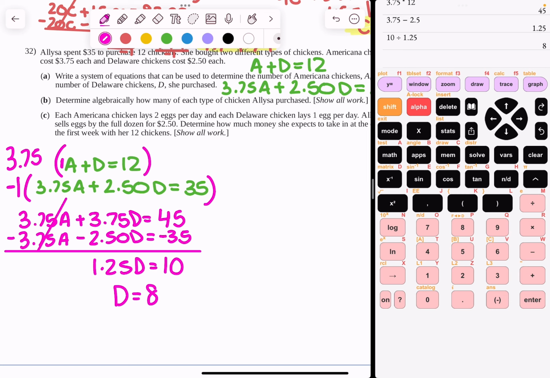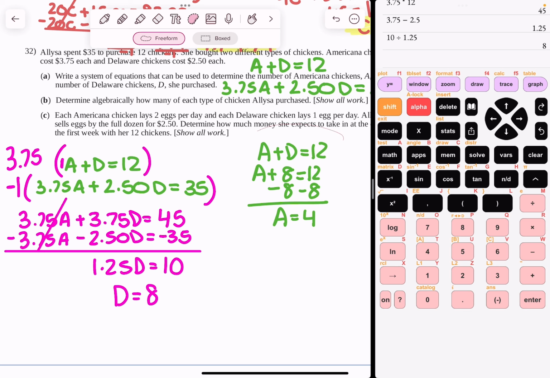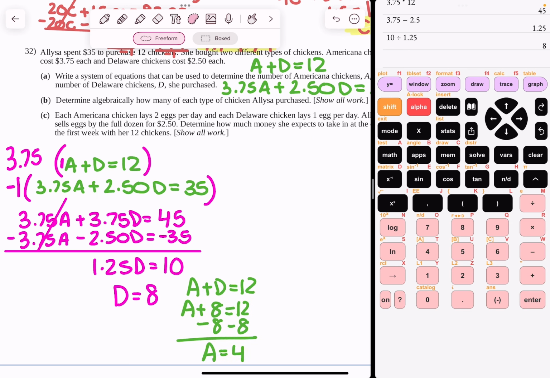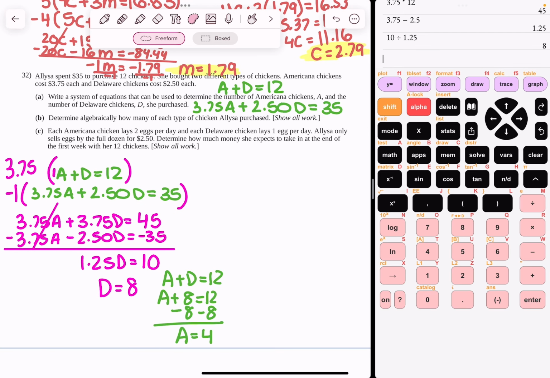Now use the first equation, a plus d equals 12. I don't know what the a is, but d is 8, so a equals 12 minus 8. We will find that the American chickens are 4. She purchased 4 American chickens and 8 Delaware chickens. Okay, good. So that is all for question B.